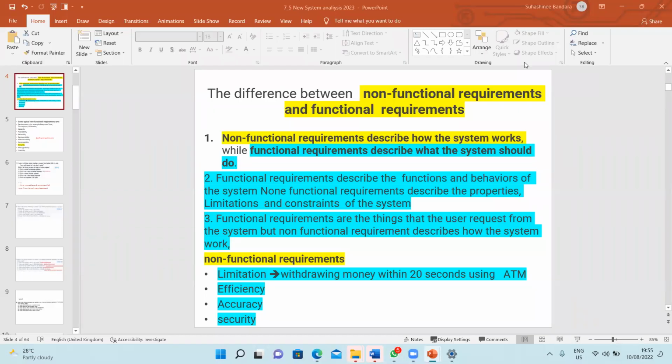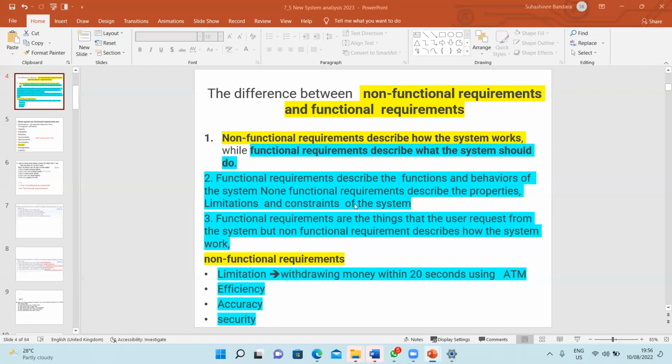So when we consider the differences between functional and non-functional requirements, we can say non-functional requirements describe how the system works and functional requirements describe what the system should do. Functional requirements describe the functions and behavior of the system. On the other hand, non-functional requirements describe the properties, limitations and constraints of a system.